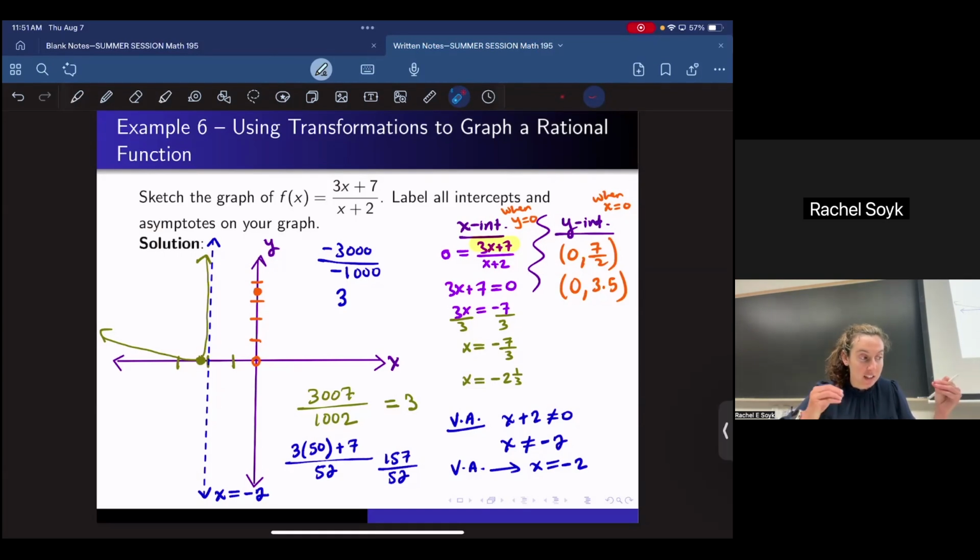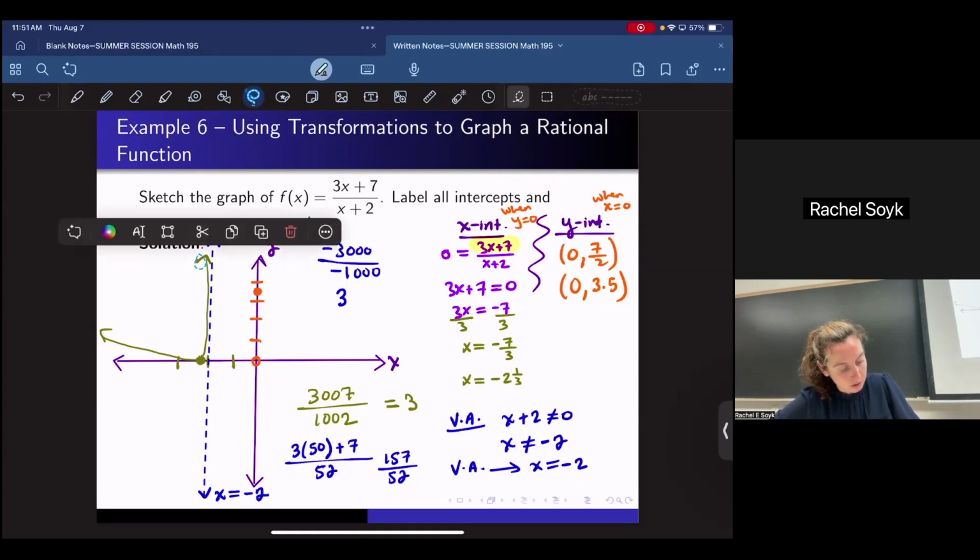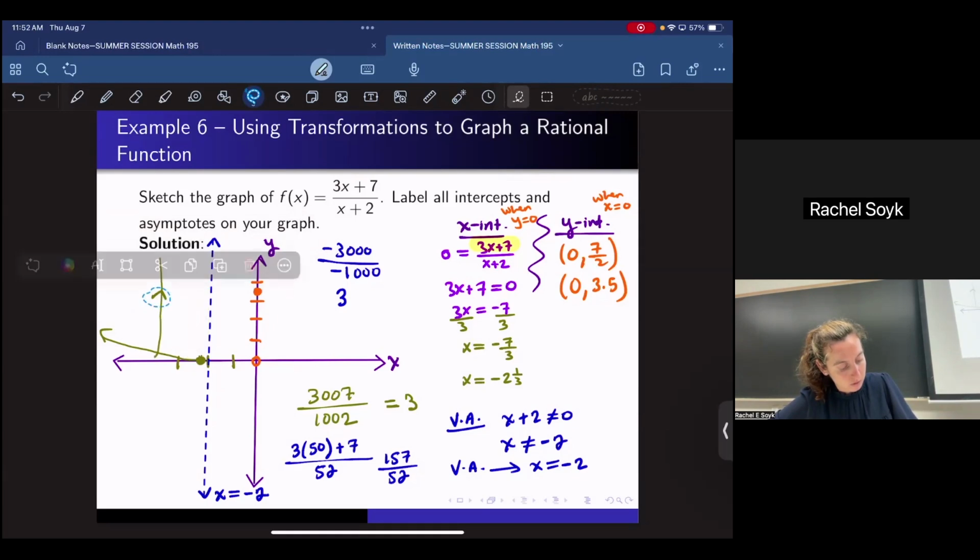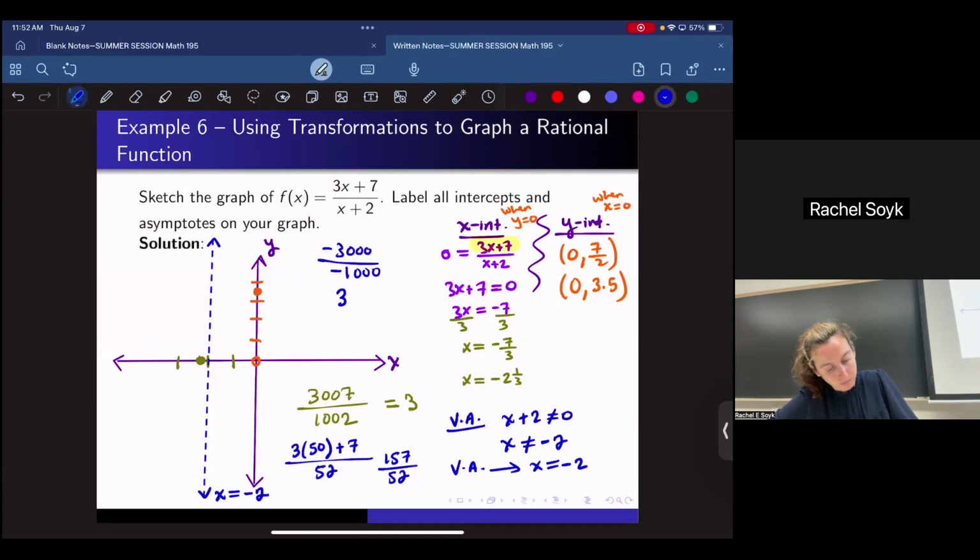In both cases, as it approaches from the left, we hit that 3 value, or don't hit it, get really close to it. When we approach from the right, we hit that 3 as well, which means we need to edit this graph a little bit and put in some horizontal asymptotes. Okay.